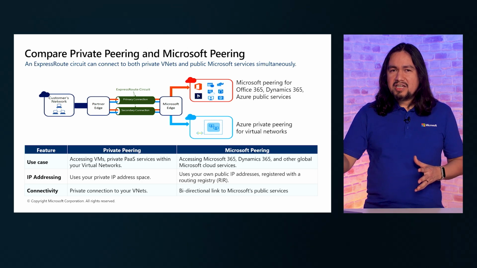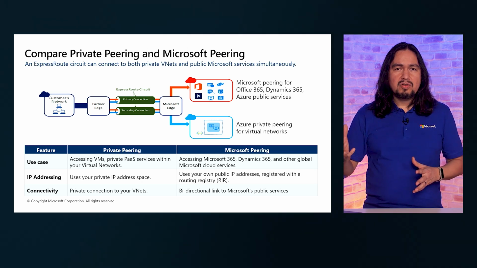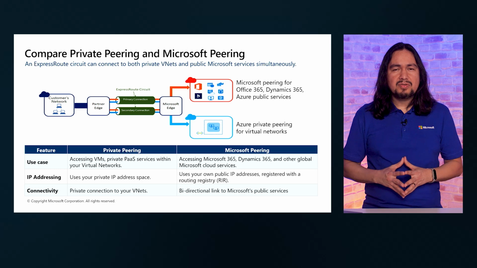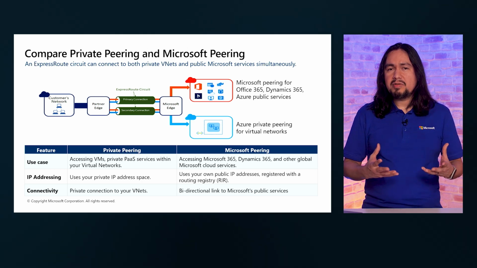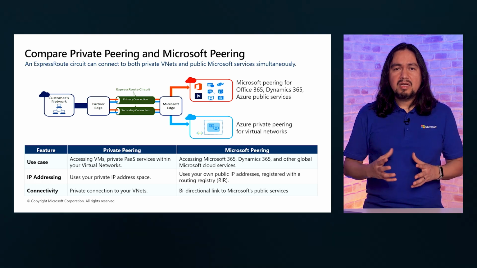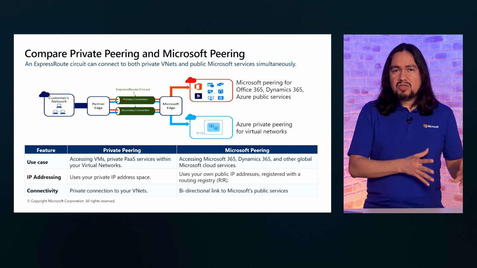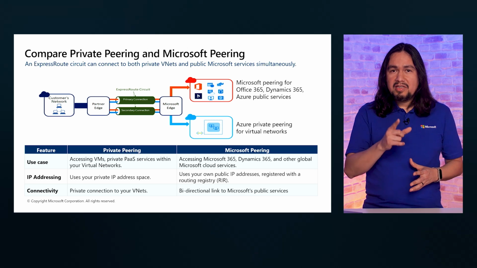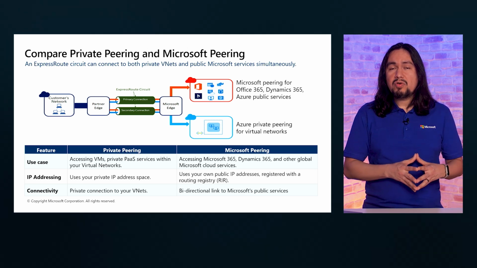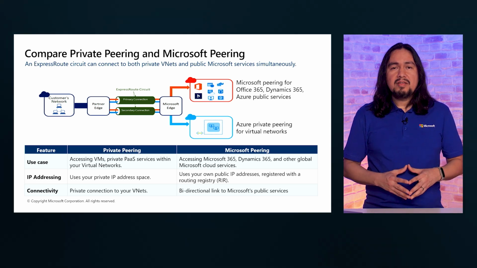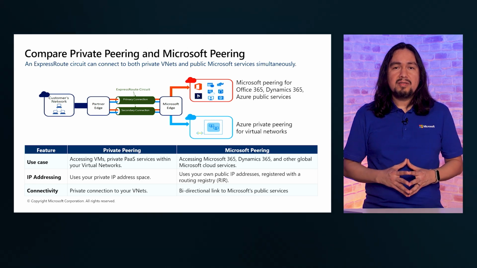You have connection to the Microsoft public network. So that means, for example, connecting to Microsoft 365, Dynamics 365, or even Azure public services. And on the other side, you have a private connection. The private connection will allow you to connect to your Azure virtual network. But there is a catch. You will need to have a virtual network gateway created in order to communicate to these virtual networks. The first one is called the Microsoft peering, and the second is called the private peering.